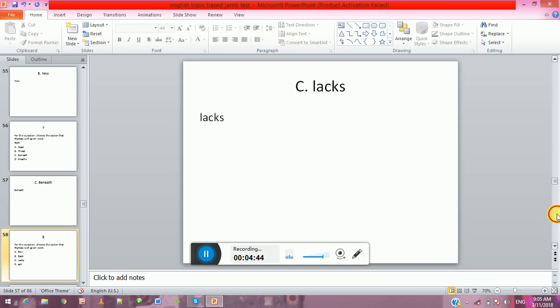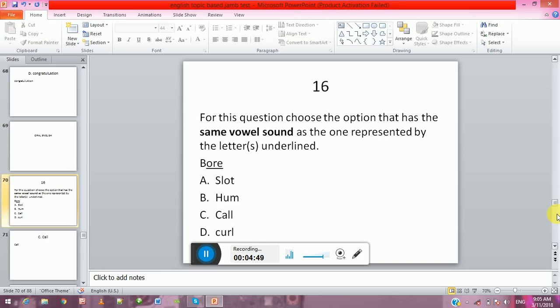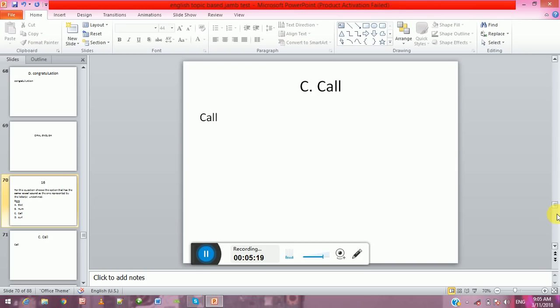So I'm quickly going to go through all this and get to another vowel sound. Oral English. For these questions, choose the option that has the same vowel sound as the one represented by the letters underlined. The word is burr, and we have A, slot, B, C, call, D, car. So you can see that burr and call are the same thing. C is the answer. C, call.